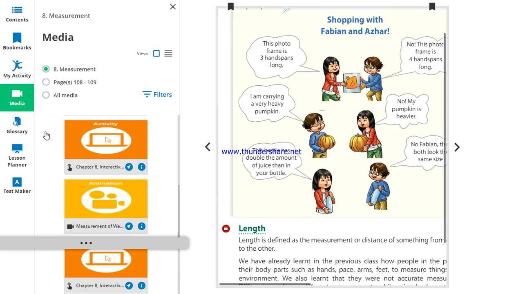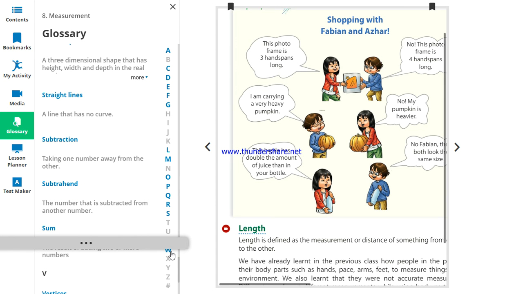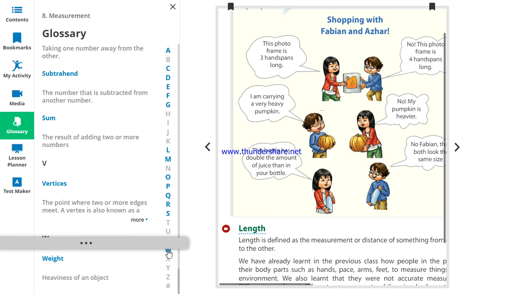Next we go to weight. What is meant by weight? Heaviness of an object is called weight.